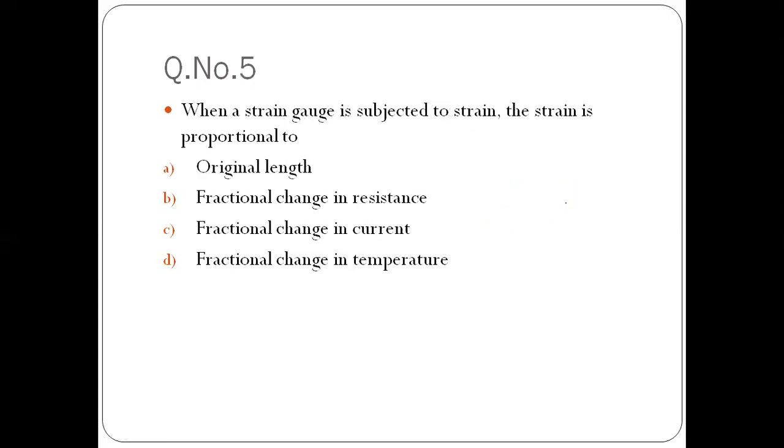When a strain gauge is subjected to strain, the strain is proportional to. So in a strain gauge, the strain is proportional to del R by R. So epsilon is directly proportional to del R by R, that's nothing but the fractional change in resistance.